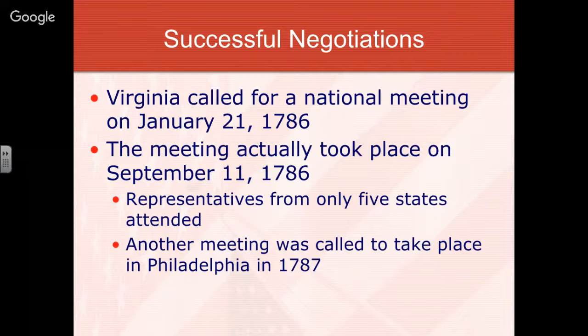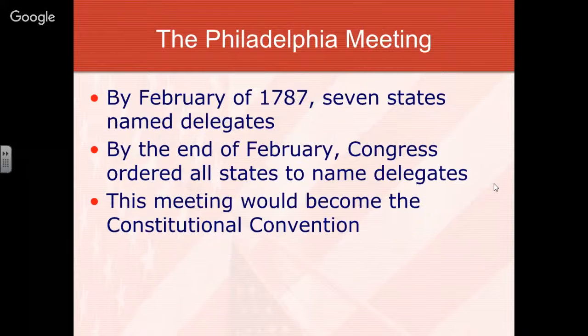The meeting takes place on September 11, 1786, and while representatives from only 5 states attend, it is so successful that those in attendance call for another, hopefully better attended meeting to take place in Philadelphia in 1787. By February of 1787, 7 states commit to bringing delegates to this convention, and by the end of February, Congress gets on board, ordering all states to name delegates. In the end, this meeting would become the Constitutional Convention.